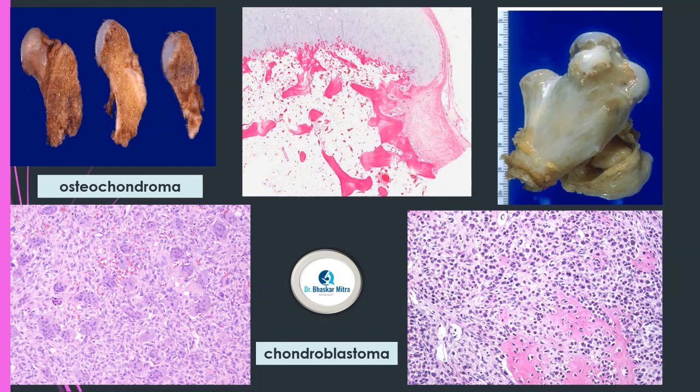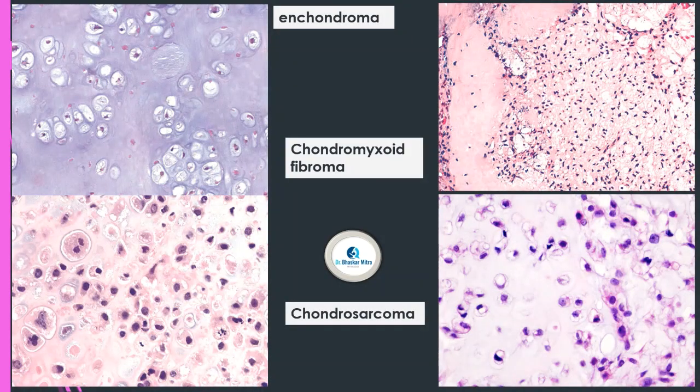Now there is one entity like the previous bone forming one, the chondroblastoma. The chondroblastoma is a cartilage producing lesion, but it's a bit more aggressive. It shows a good amount of giant cells along with the cartilage, and bone formation may be there. This is the variety of cartilaginous lesion.